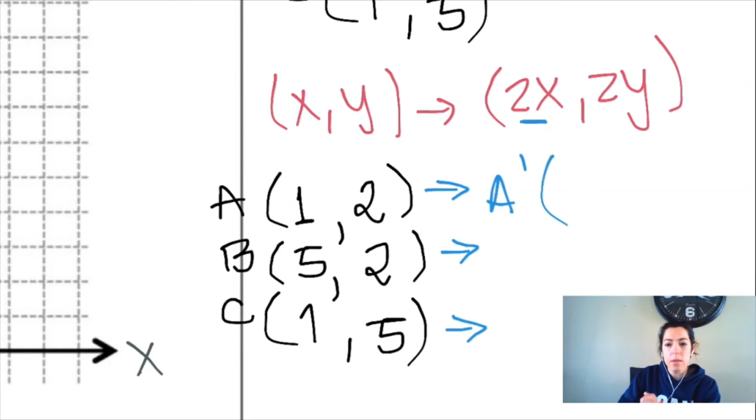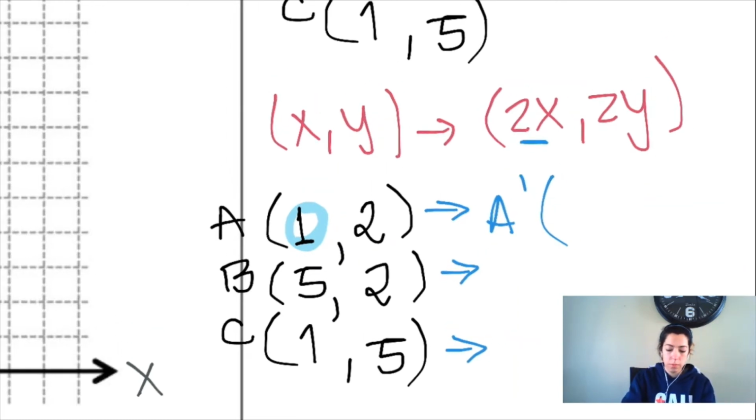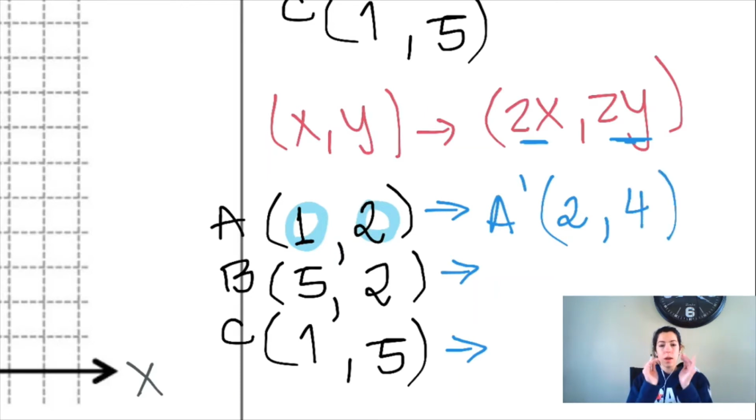It says 2x, so 2 times the value of x. For A, x is 1, so 2 times 1 is 2. And then it says that we need to take the value of y and multiply that by 2. So for point A, that's 2 times 2, 4. So you're going to multiply each individual x and y by the scale factor. It's not that you multiply only x or only y. You multiply both by the scale factor.